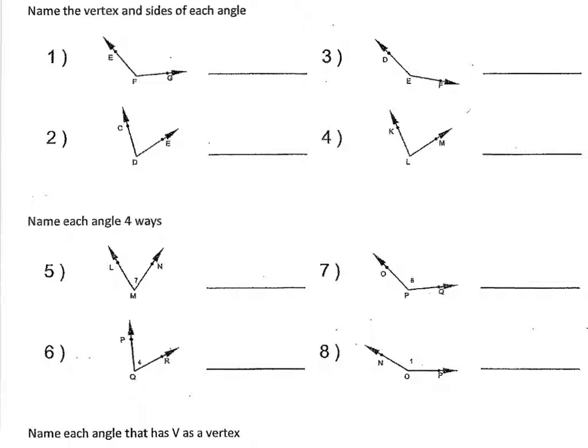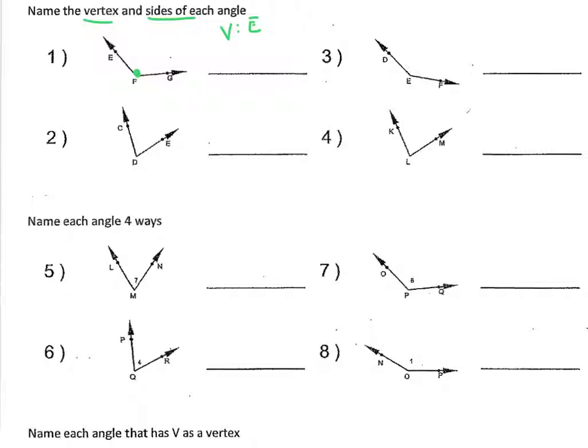In this lesson, we're going to take a look at some different aspects of angles. So if you take a look at the first question up here, it says name the vertex and the sides of each angle. Well, the vertex is kind of like the corner of the angle. It's right here. So the vertex would be E in this case.